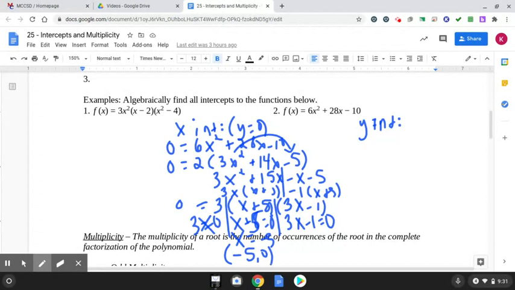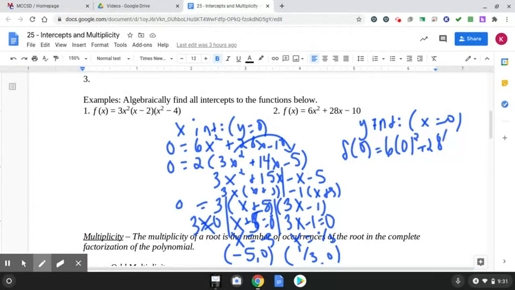And then over here, this gives me x equals 1/3. So we have 1/3 comma 0. And those are my two x-intercepts. Now for my y-intercept, that's where x equals 0. So I'm going to do f of 0, 6 times 0 squared, plus 28 times 0 minus 10. F of 0 is negative 10, so I have a y-intercept at 0 comma negative 10. Okay, so we have x-intercepts and y-intercepts. Make sure you answer all of the intercepts. You don't just do the x.